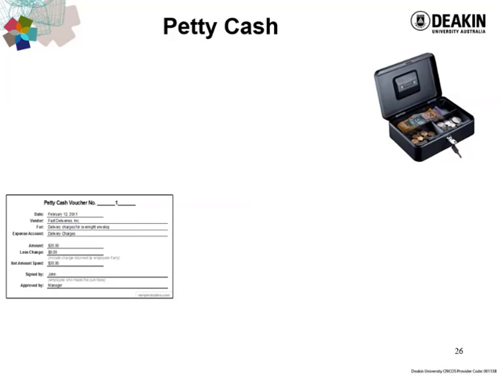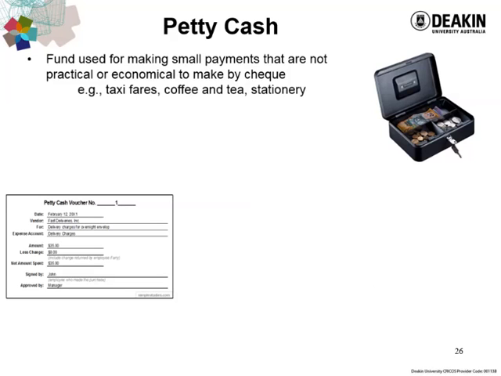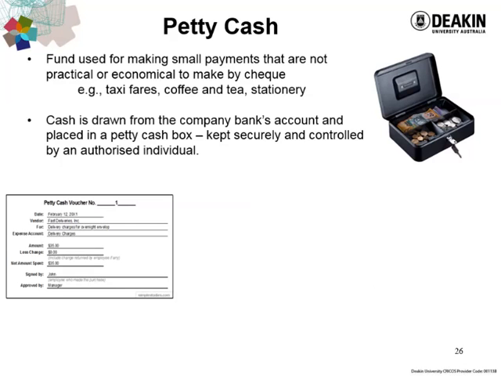Alright, following this, we are going to look at petty cash. We set up petty cash fund to make payments for minor expenses such as postage, refreshment, and newspaper. The main reason for having a petty cash is to avoid the inconvenience and the cost of writing many checks with small amount. Cash is drawn from the company's bank account and it will be placed in a petty cash box. The petty cash box is kept securely and controlled by an employee.